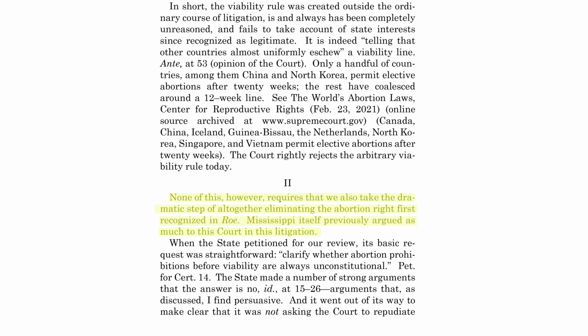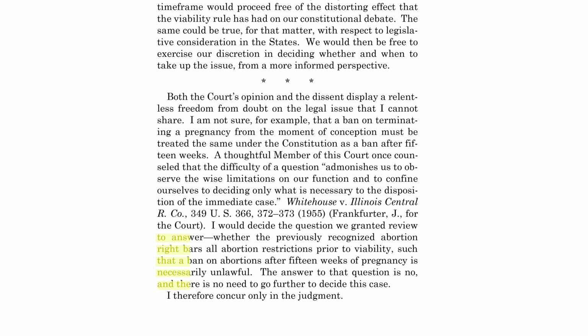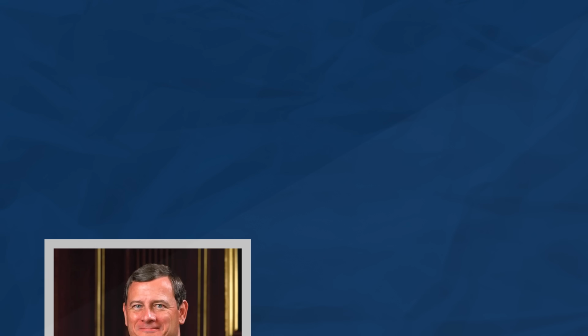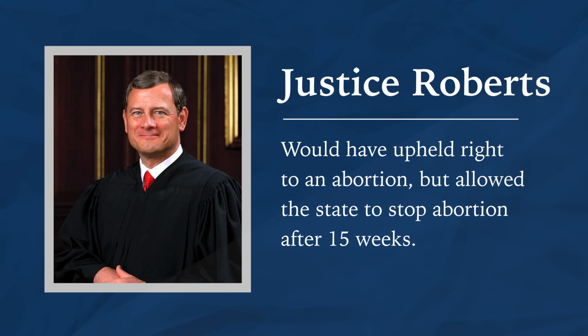The basic request was straightforward. He wrote that it was to clarify whether abortion prohibitions before viability are always unconstitutional. For Roberts, all of these factors indicated that the best way to balance the interest was to use judicial restraint. He would have eliminated the viability standard, but upheld the right to an abortion. Justice Roberts first suggested this compromise during oral arguments, but he was unable to sway the 5 other justices.